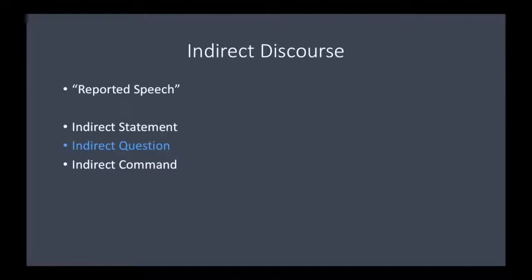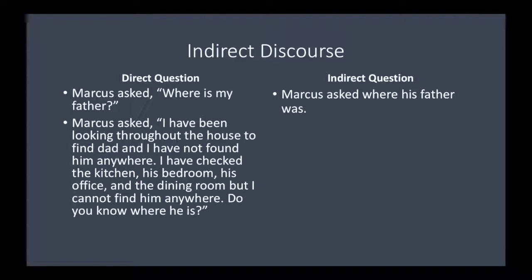Indirect question is one of three kinds of indirect discourse, or reported speech. Indirect discourse reports what someone else said. It may use the exact words that were spoken, or it might summarize or paraphrase what was said. For example, you might see the sentence, "Marcus asked where his father was," in indirect discourse. This is an example of an indirect question in English, and it may not have been exactly what Marcus said.